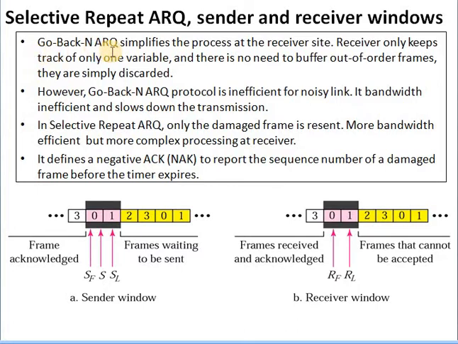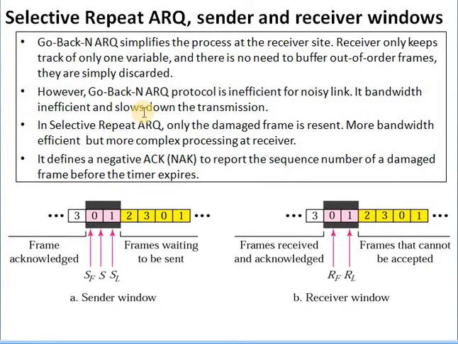Go Back N is also a simple technique, meaning the receiver only keeps track of one variable, and there is no need to buffer out-of-order frames; they are only discarded. So the Go Back N protocol is inefficient for noisy channels or noisy links, it is bandwidth inefficient and slows down the transmission, because it sends the frames from the first, it sends all the frames.